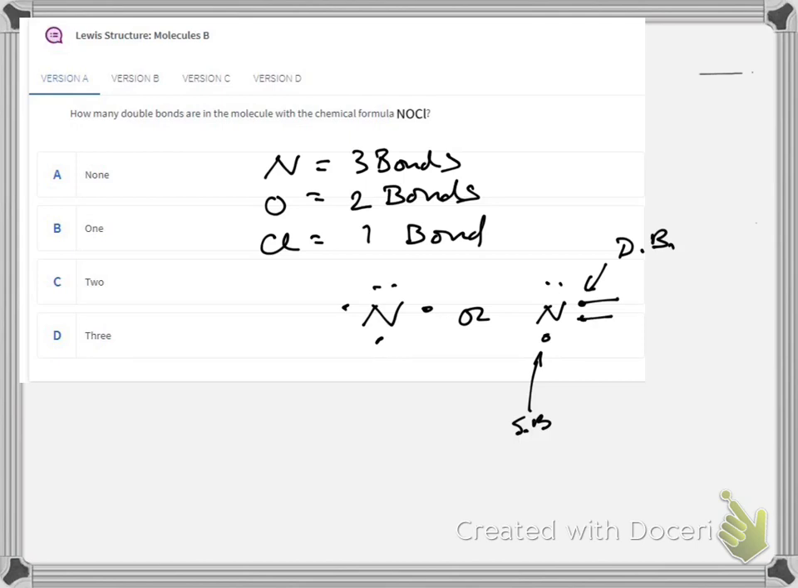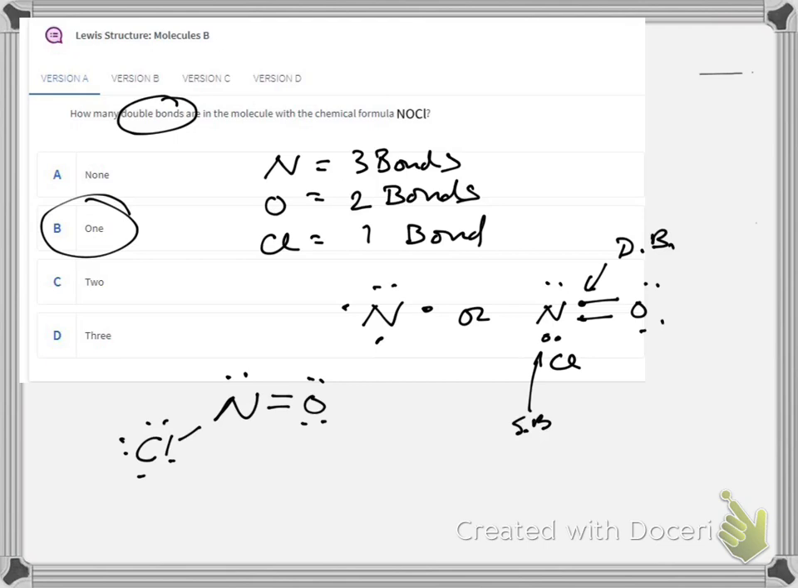So the only atom it can form a double bond with in this molecule is oxygen. And now oxygen has its 2 bonds. We put the 2 lone pairs there, and now we're going to form the single bond with chlorine. So we're going to look at the Lewis structure. It would look like this. If we do that, chlorine has 8 electrons around it, nitrogen has 8 electrons around it, and oxygen has 8 electrons around it, and we have met the common bonding pattern of nitrogen having 3 bonds, oxygen having 2 bonds, and chlorine having 1. So the answer here is that there's 1 double bond.